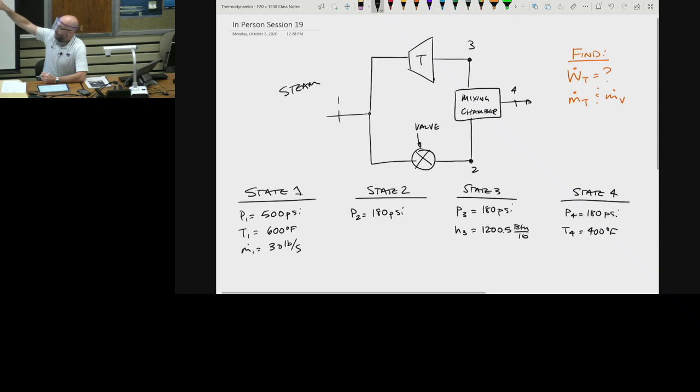So this mixing chamber is just a box where all that steam comes together, and you know that the steam all comes together at the same pressure. That mixing chamber has the same pressure coming into it. That's important. So we want to find out, in this situation with these states, the power the turbine is producing, and we also have to find the mass flow rate for the turbine and the mass flow rate for the valve.